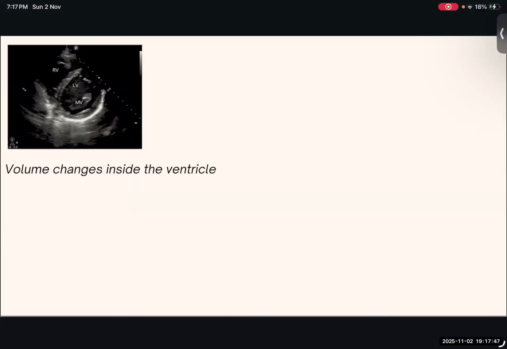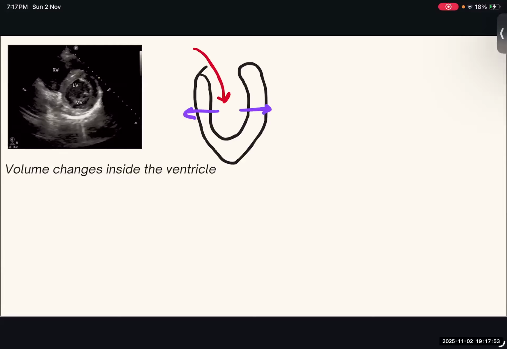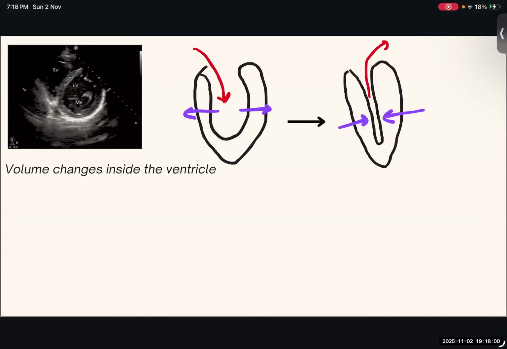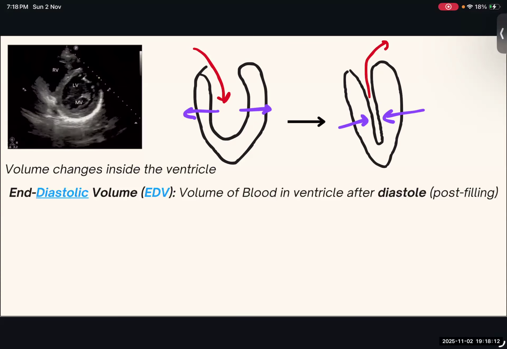Okay. So as you can see, the volume inside the ventricle is going to change from systole to diastole. Here we have diastole, where we fill the ventricles, and we see that they expand, as opposed to systole, where we contract or crush the ventricles. So we see that blood escapes out of the heart and we reduce the amount of volume within. So we introduced 2 concepts, an end diastolic volume and an end systolic volume.